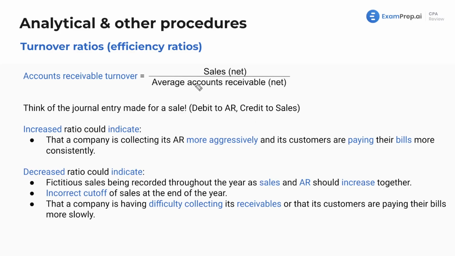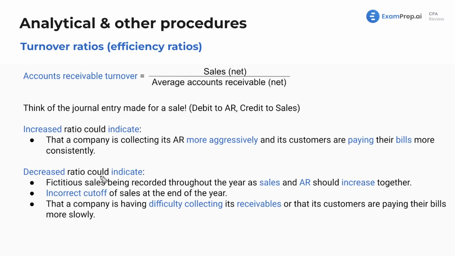Now, an increased ratio here, meaning we have higher sales and consistent or lower average accounts receivable, or maybe consistent sales and lower average accounts receivable, could mean that a company is collecting its accounts receivable more aggressively, thus lowering its average accounts receivable, and its customers are paying their bills more consistently. So that's good. That's a positive indicator.